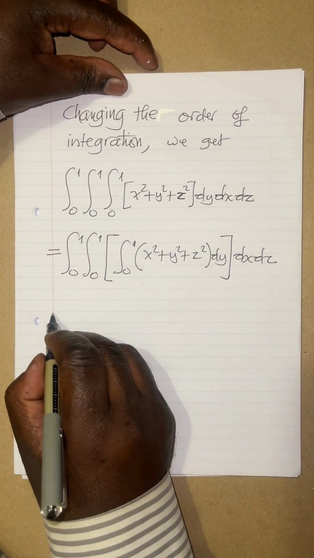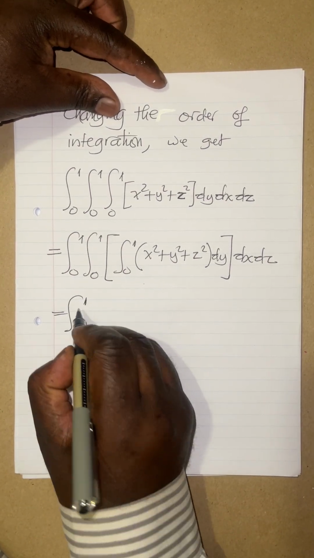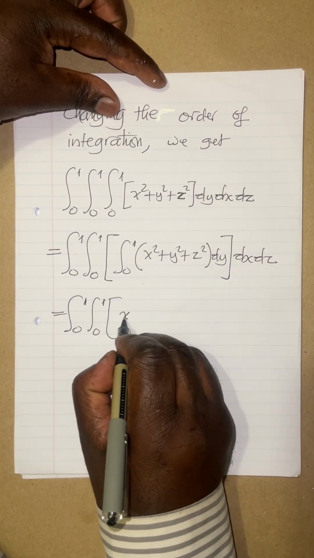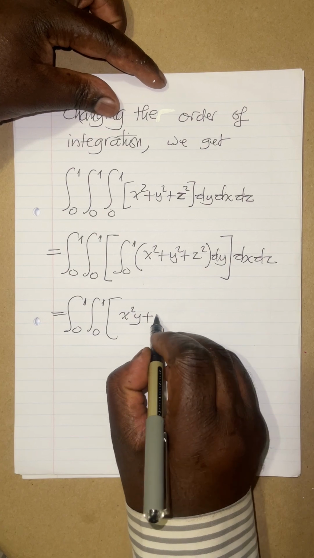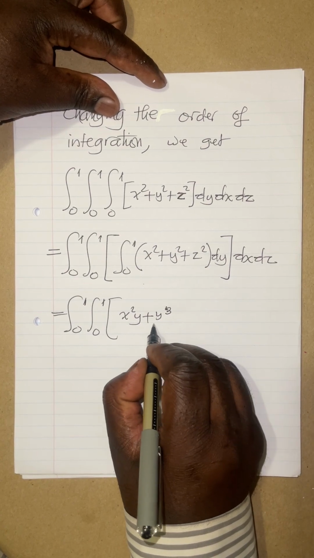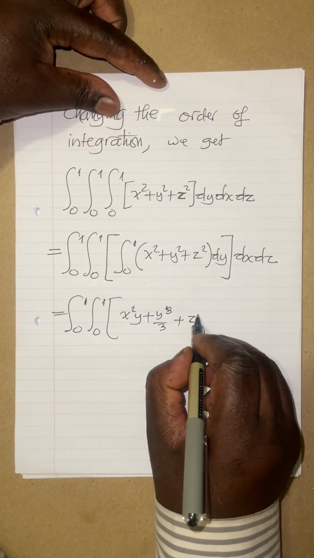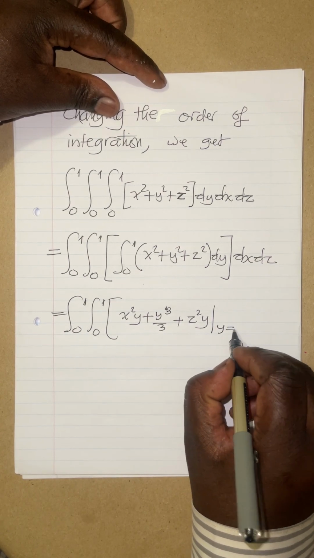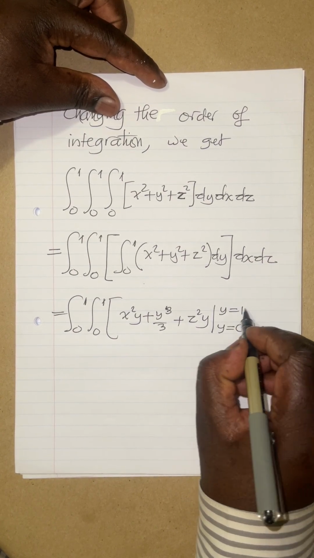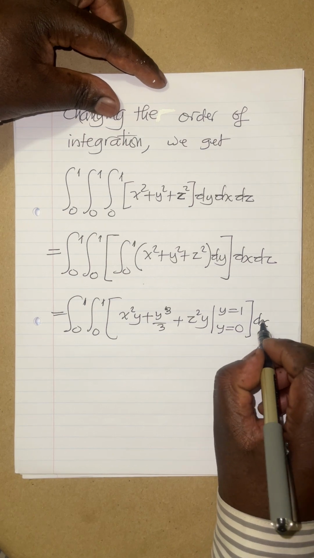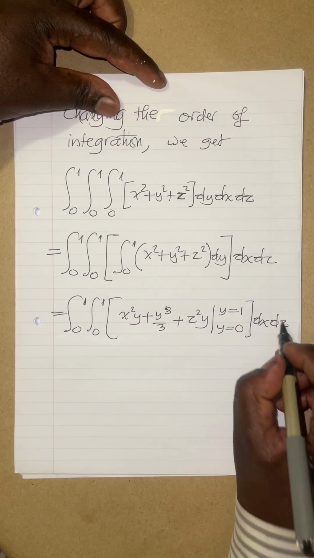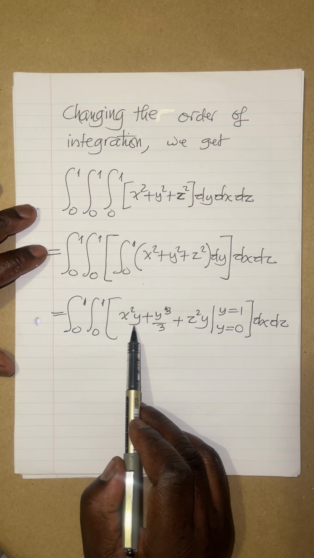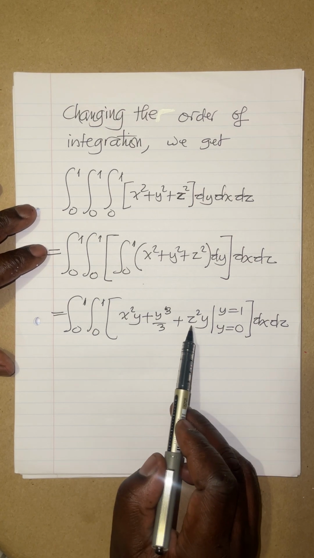So now I have, this is the same as the integral from 0 up to 1, integral from 0 up to 1 of what? That one will be x squared y plus y cubed over 3 plus z squared y. Limits of integration, we're going to say y is equal to 0 all the way up to y equals 1. And then outside I have dx dz. Now simplifying, remember now here y is a variable, x squared is a constant, and z is a constant.